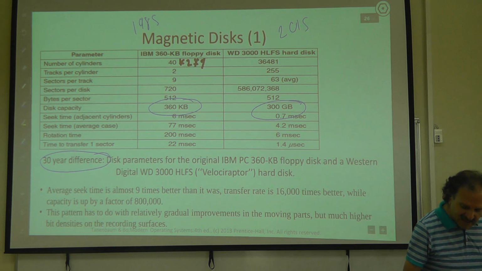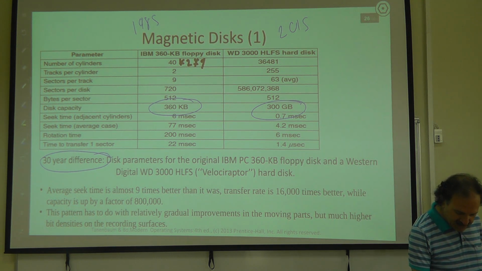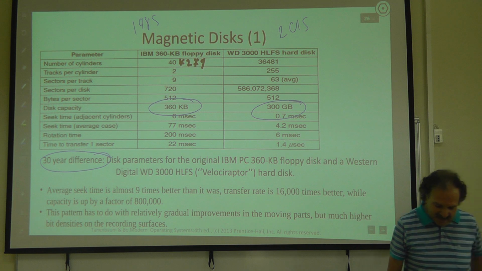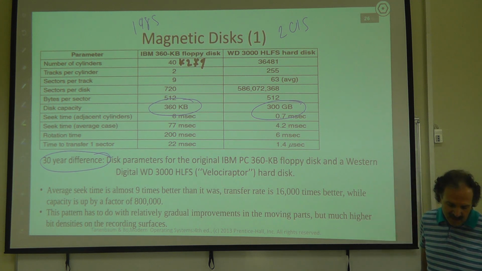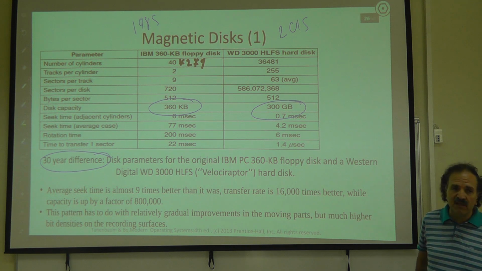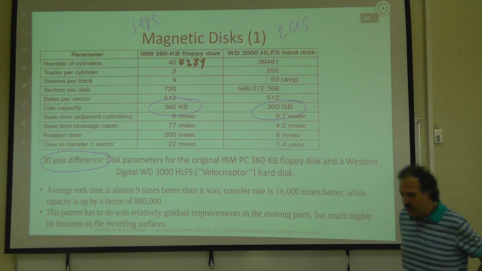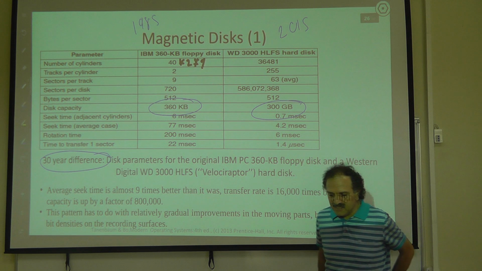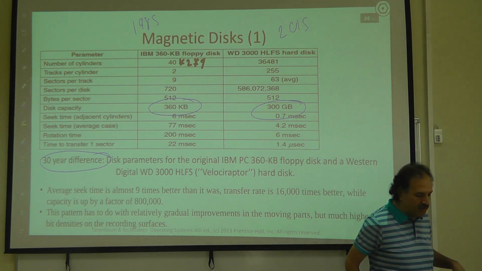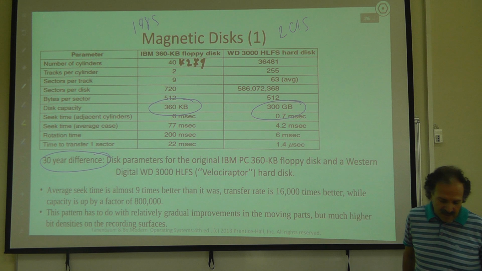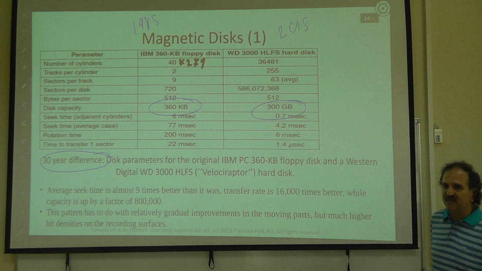Bytes per sector size is the same. Seek time is 6 milliseconds and 0.7 milliseconds. So it is like 10 times faster. In 30 years, 10 times faster is not good in the computer industry. I mean, we usually double the speeds every 2 years, right? In the computer industry, in 30 years of time, 10 times speedup is not good.